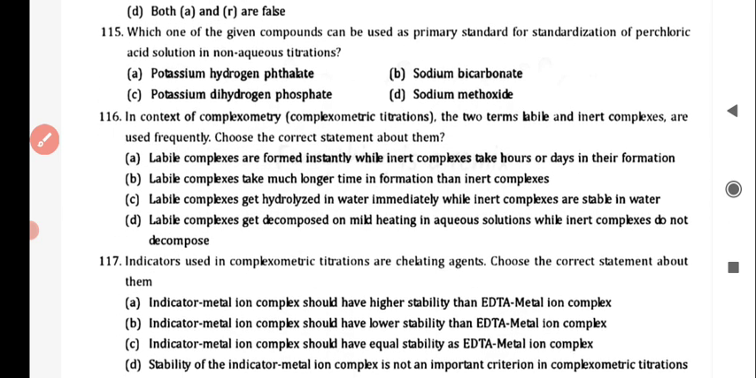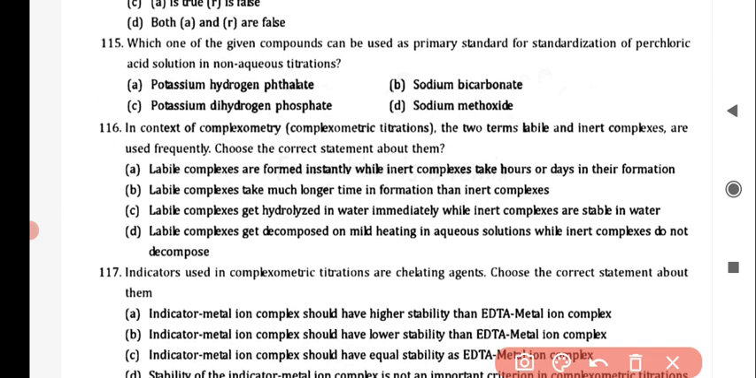Next question is, which one of the given compounds can be used as primary standard for standardization of perchloric acid solution in non-aqueous titrations? So the correct answer is option A, that is potassium hydrogen phthalate.